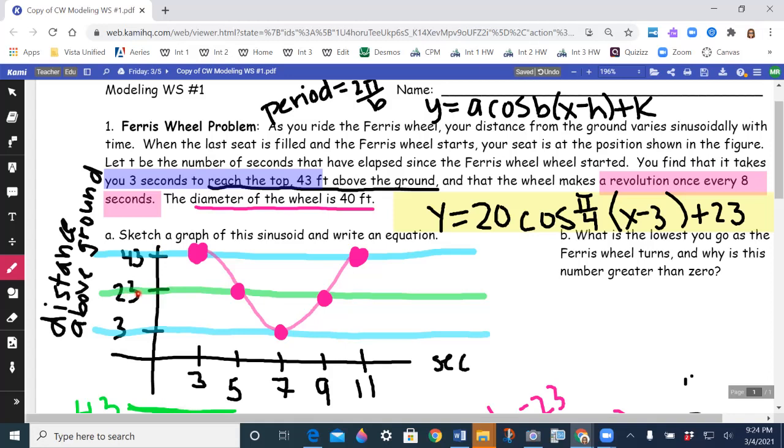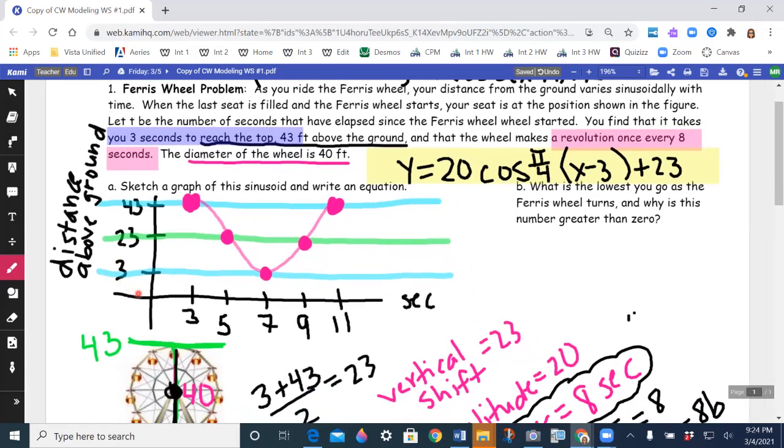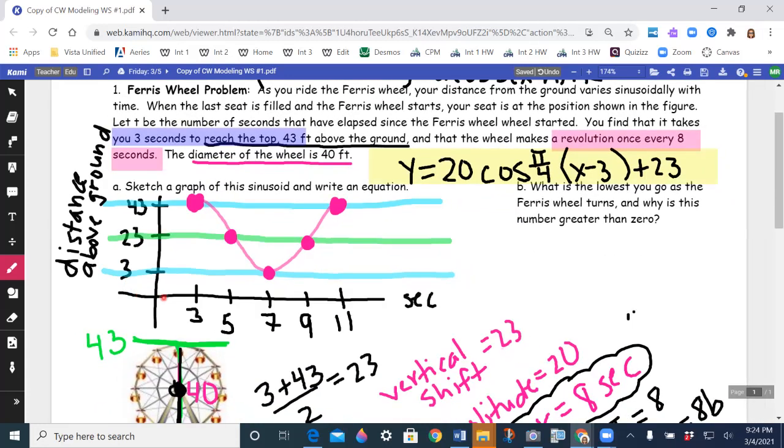So again, on part A, they wanted the graph and they wanted the equation. Now on part B, it says, what is the lowest you go as the Ferris wheel turns, and why is this number greater than zero? On this Ferris wheel, the lowest we ended up at was 3 feet. So the lowest equals 3 feet.